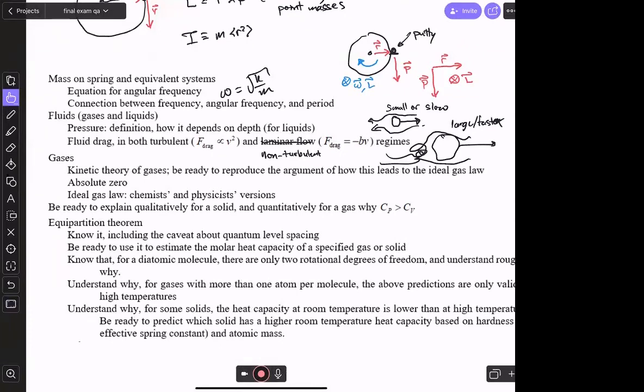The kinetic theory of gases, be ready to reproduce the argument of how this leads to the ideal gas law. The idea of absolute zero. The ideal gas law in the chemist and physicist versions. Be ready to explain qualitatively for a solid and quantitatively for a gas why the heat capacity at constant pressure is greater than heat capacity at constant volume.